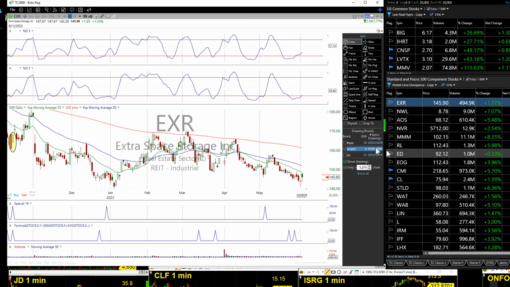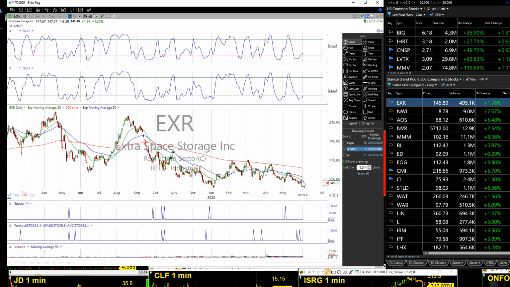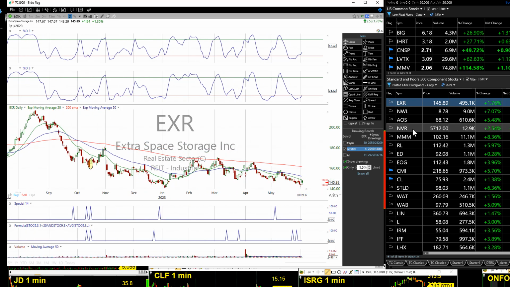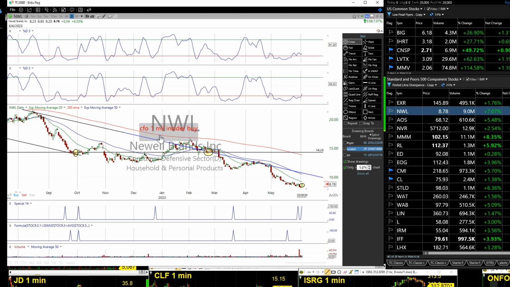We'll start with extra space. You can see all these oversold, little divergence here, the higher low, the reversal candle. I mean, take your pick out of all these. I want to actually look at this one. CFO bought 1 million shares, insider buying back here, so that's kind of interesting. I just noticed that one.